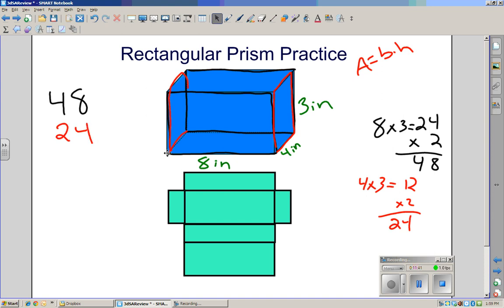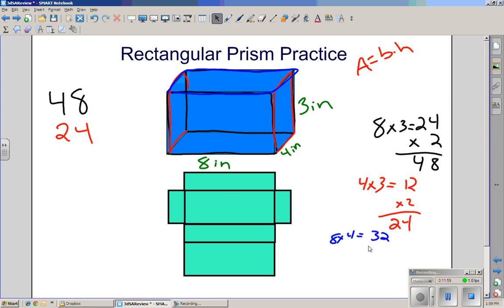Finally, I have to take care of my top and my bottom. Sorry, this is in blue. My top is 8 across and 4 back. That's 8 times 4 is 32. The top and the bottom are the same. There we go. 2 times 2 is 4. 3 times 2 is 6. That is 64. I will end because I need to add all of them together to get the total area.